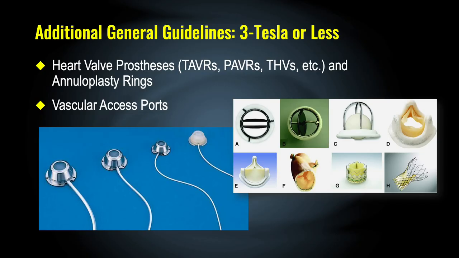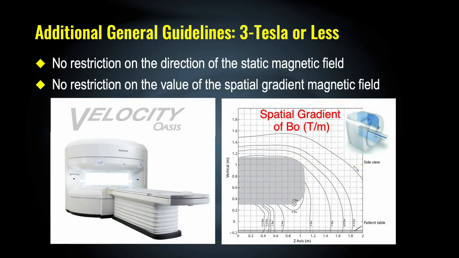Notably, there has never been an adverse event reported in association with performing MRI exams in patients with these passive implants that have general guidelines. You will notice that the general guidelines specifically indicate 3 Tesla or less, regardless of the direction of the static magnetic field or the value of the spatial gradient magnetic field. That means that the information applies to all MR systems with vertical or transverse field magnets, such as the 1.2 Tesla Oasis Velocity Scanner from Fujifilm.